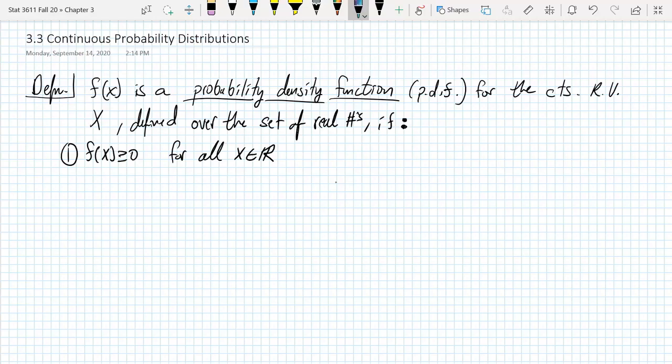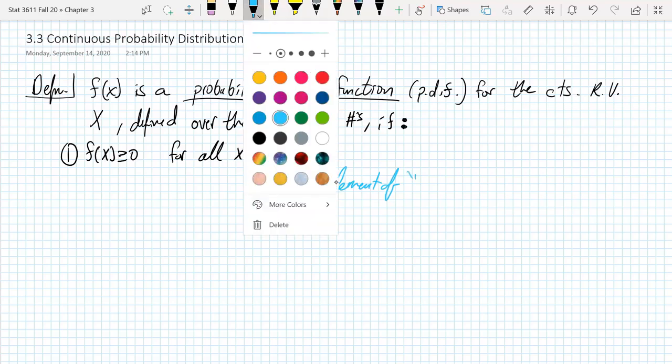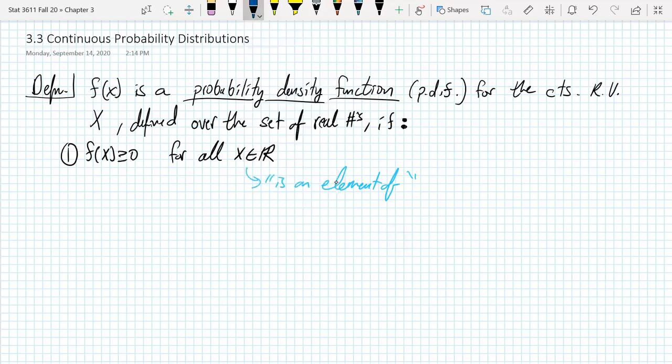In case you haven't seen that yet, this fancy backwards E means an element of, or a member of, and then this right here would be the real numbers. That's sort of the same thing as over the set of all real numbers. So 1, we have that.